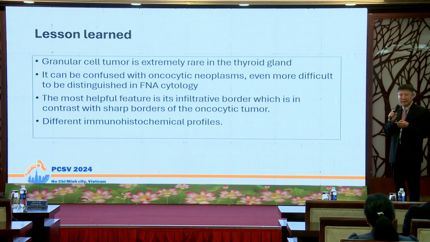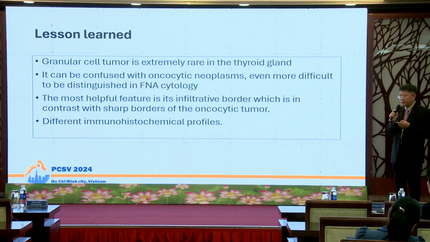The most important thing that will be a clue for you is the infiltrative border. Perineural invasion is also important. As you know, granular cell tumor arises from Schwann cells, so it is very common for this tumor to show nerve involvement, which is not a criterion to call it malignancy. You can see a benign granular cell tumor with nerve involvement.